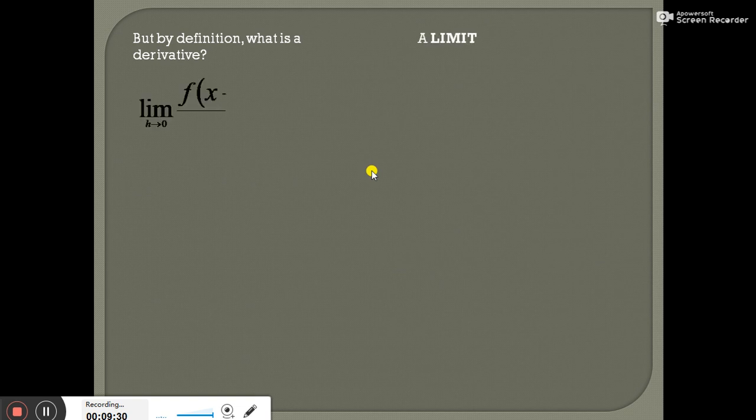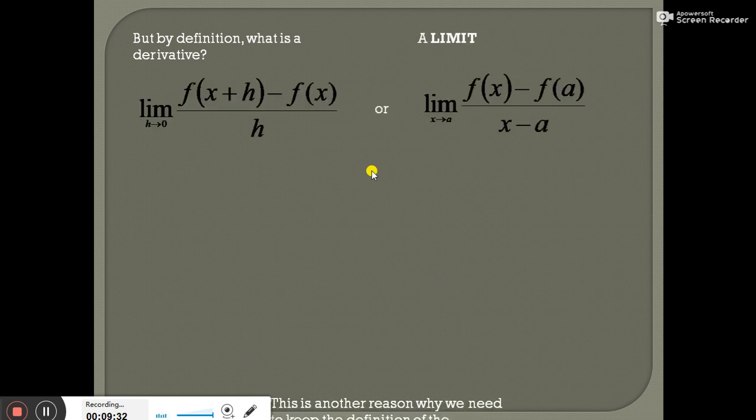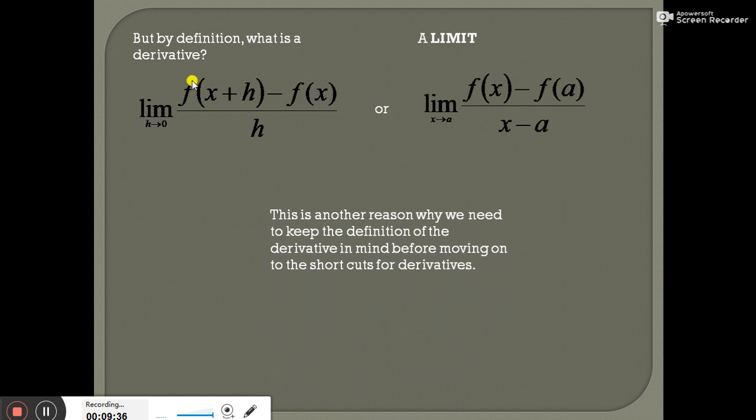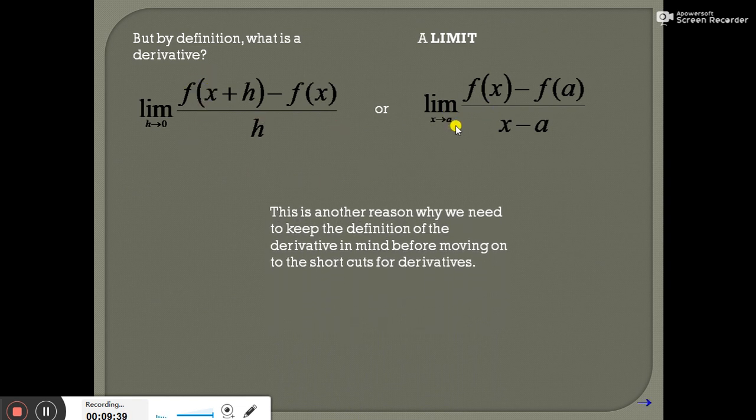And now what is the limit? This limit x tends to a, [f(x) - f(a)]/(x - a). This is the derivative of a function. This is the basic formula for the derivative of a function, and this we have to derive from this formula, limit h tends to 0 of [f(x + h) - f(x)]/h.